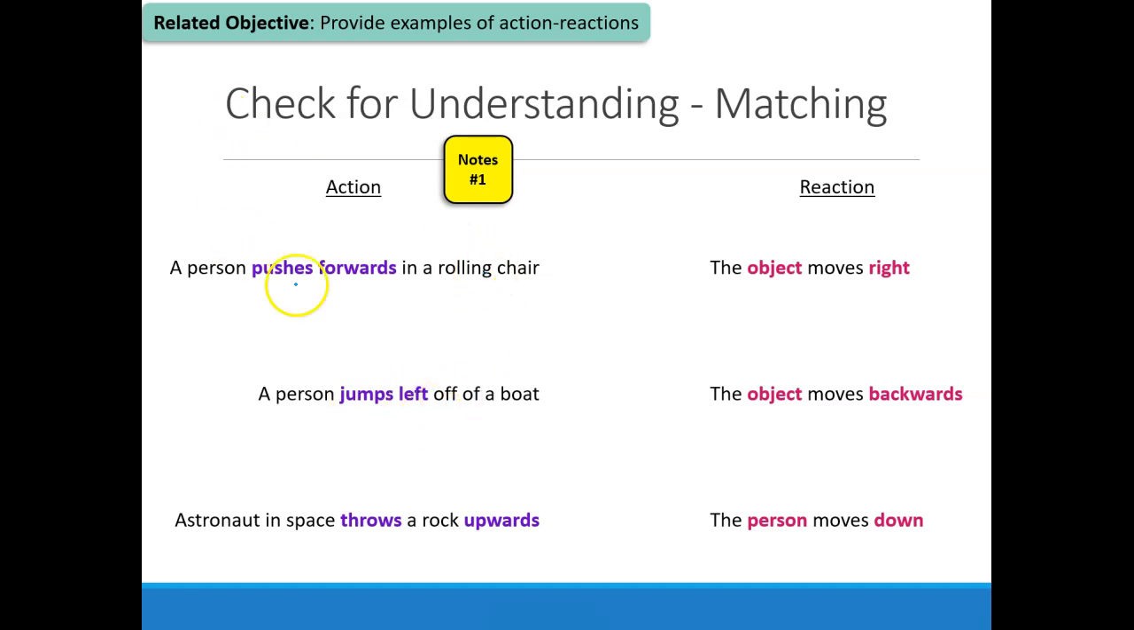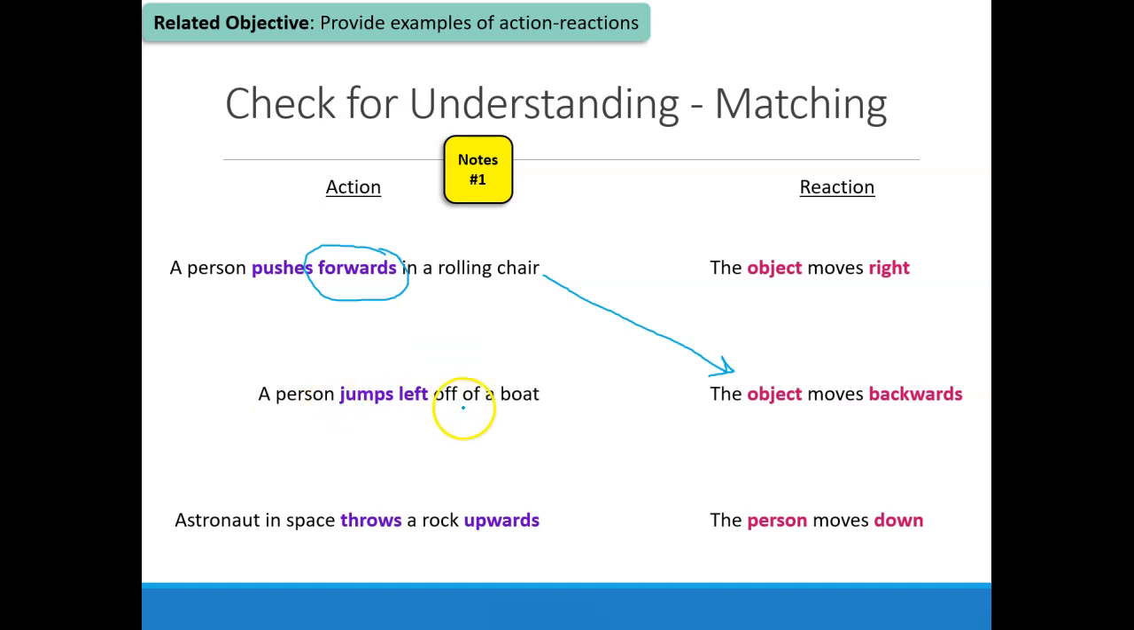All right, perfect. So at this point, a person pushes forwards in a rolling chair. So our person is pushing forwards. And so what happens is the rolling chair actually moves backwards, right? So the opposite parallel direction would be backwards. So here we go. The object would move backwards, the object being the chair.